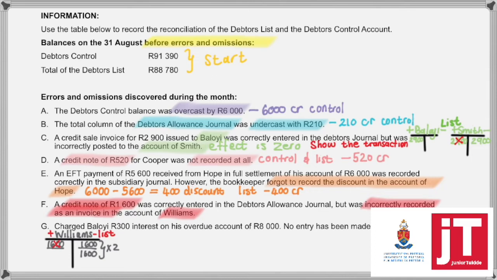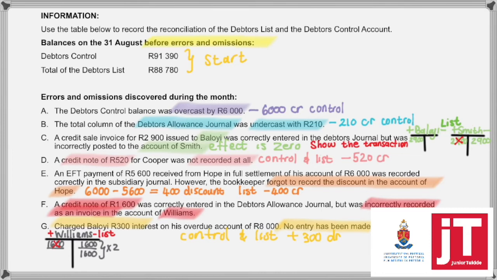Now, number G, charge Baloy 300 Rand interest on his overdue account of 8,000 Rand. No entry has been made. So the 8,000 Rand is fine to know, but it's the irrelevant amount. The amount we're going to use is the 300 Rand. And it's not recorded at all. So it's the list and the control account that must be added, because we are adding interest to the account. So through the control as the general journal entry and through the list as adding the interest.